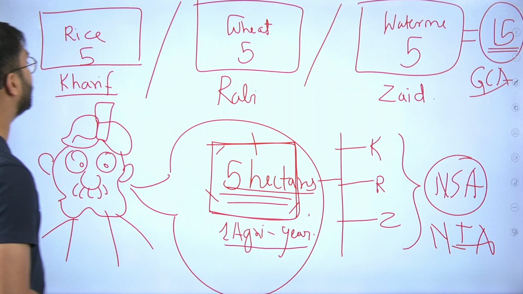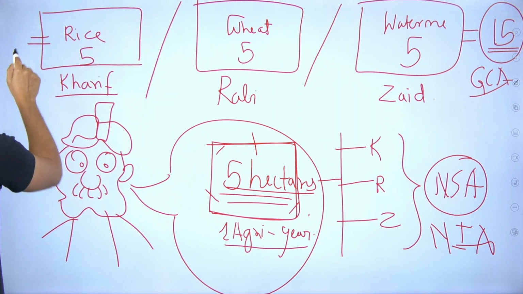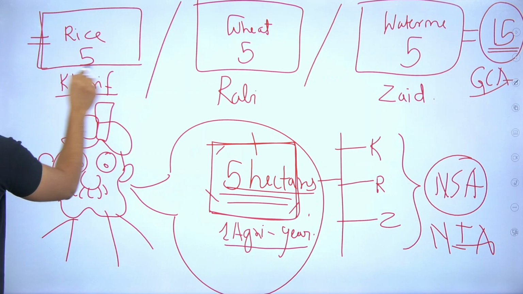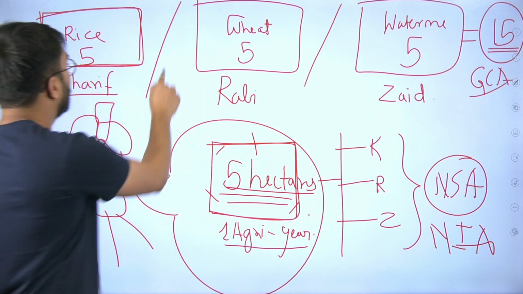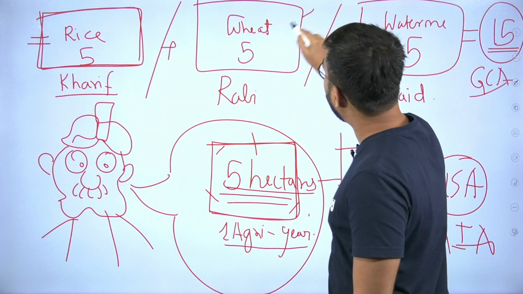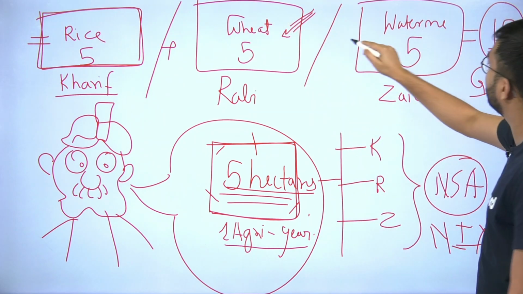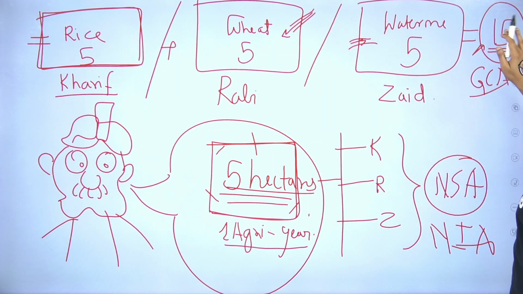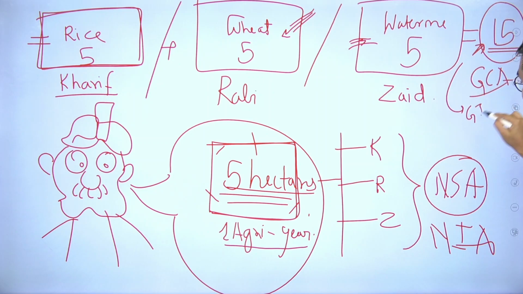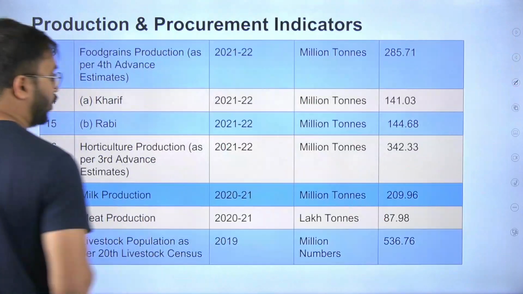So my gross irrigated area is nothing but, suppose in Kharif season I planted rice, then I supplied irrigation to this 5 hectares of area. Plus in wheat season again I supplied irrigation to this 5 hectares. In Zaid season again I supplied irrigation. So this total 15 hectares of area to which I supplied irrigation would be called the gross irrigated area. So same concept as gross cropped area and net sown area. I hope you get the point.